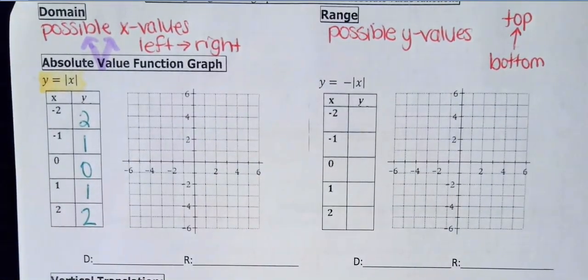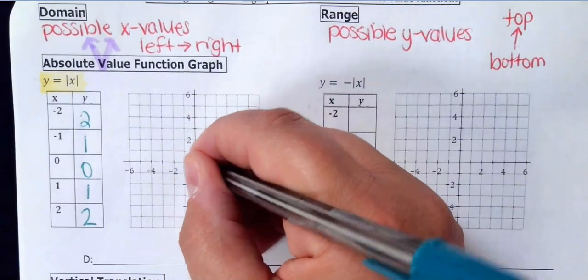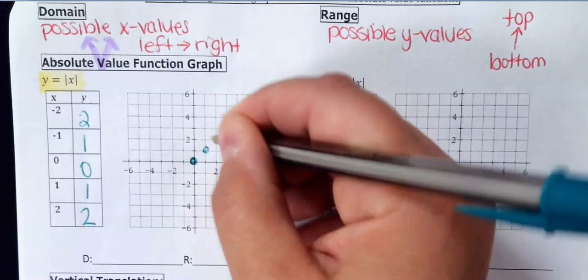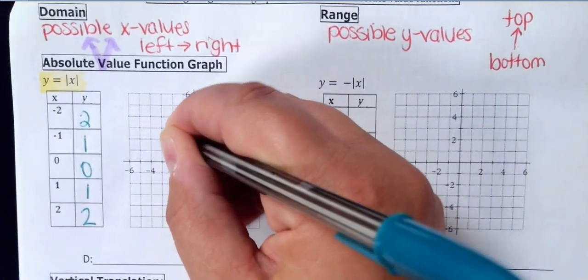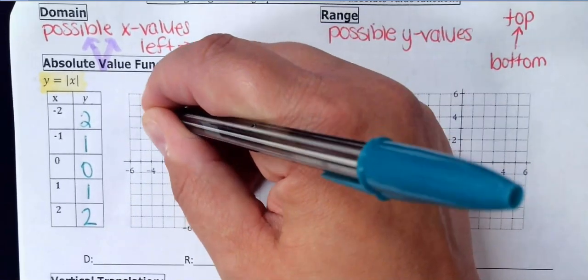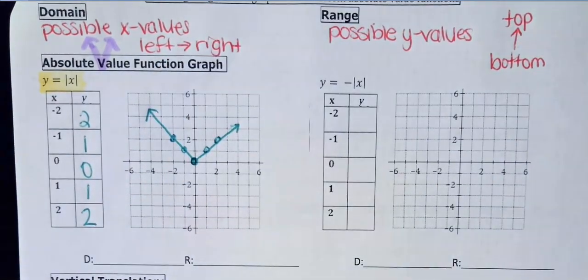So we're going to come over and plot these points on this lovely graph. You should see a V shape forming if you're plotting those correctly. Can anybody tell me what the point (0, 0) is for that graph as a name? Origin of the graph? It's the origin, yes. It's also the vertex. That's what I was looking for.